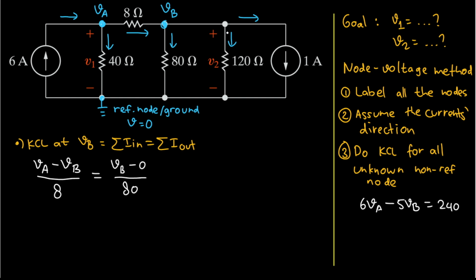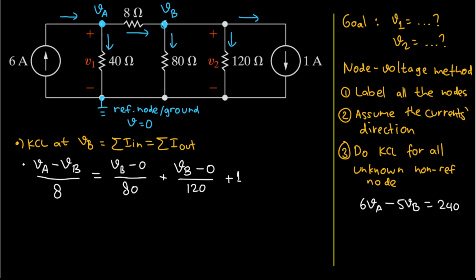Again, let's play the same game here. So I will have VB minus 0, right? The current comes from node VB, and the current goes to the reference node, divided by the resistance between them, which is 120. Good. And then one more, I will have a current source, which is 1 ampere there. So I will have 1 here. Okay. What can we do here?